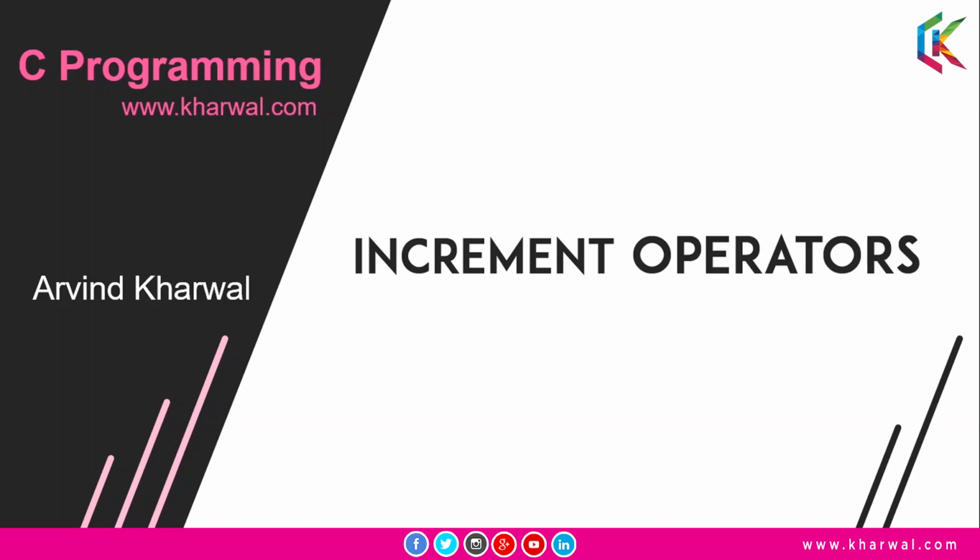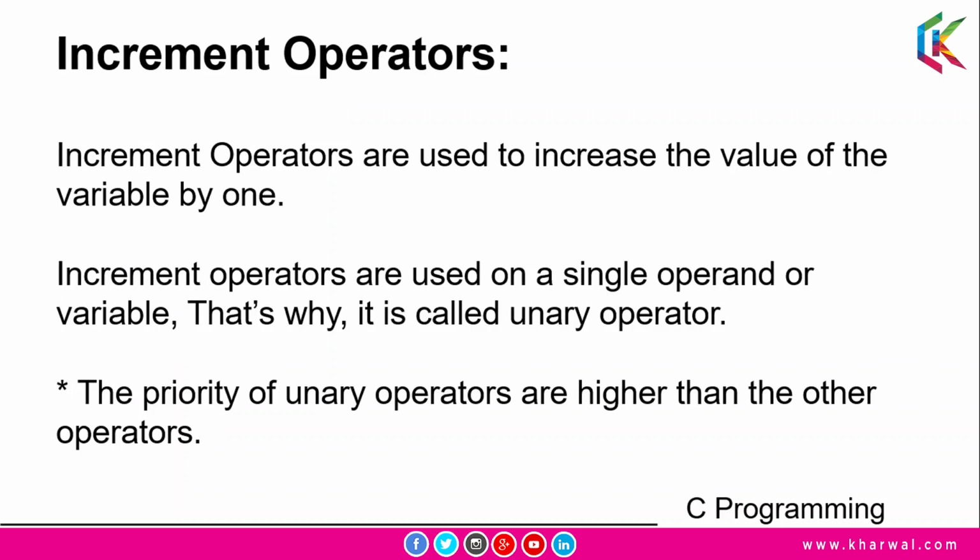And in this lecture we are going to discuss increment operators in C programming. Now guys, let's go ahead and we'll discuss these increment operators in detail. Guys, increment operators are used to increase the value of a variable by 1, and increment operators are used on a single operand or variable. That's why it is called a unary operator. Remember one thing guys, the priority of unary operators is always higher than the other operators.